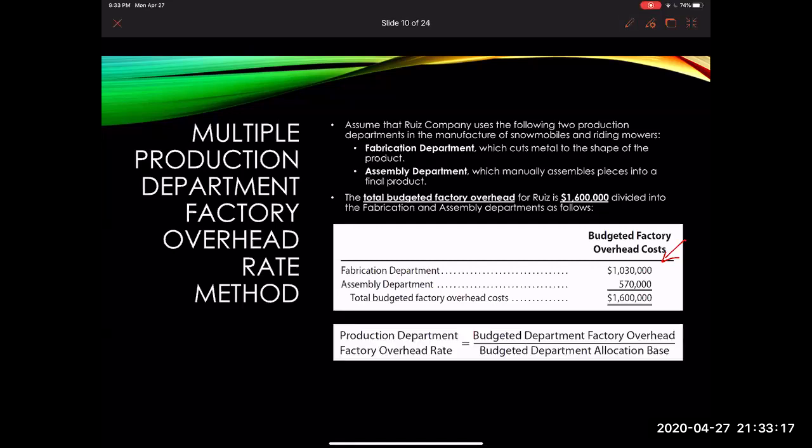Okay. All right. So when we're doing the multiple production department method, here's our formula. It looks very, very similar to our single plant wide rate method, except we're dividing this all up by departments. That's the key thing here. By departments, we have made it more accurate and more detail oriented.